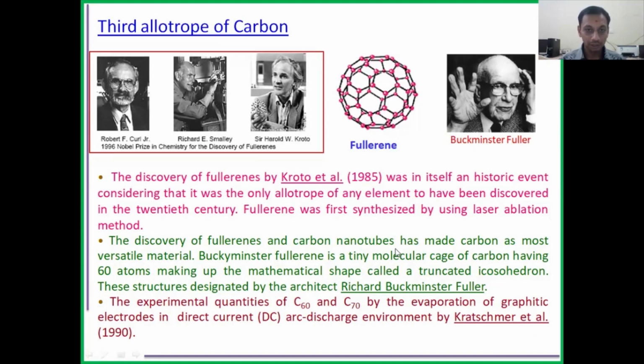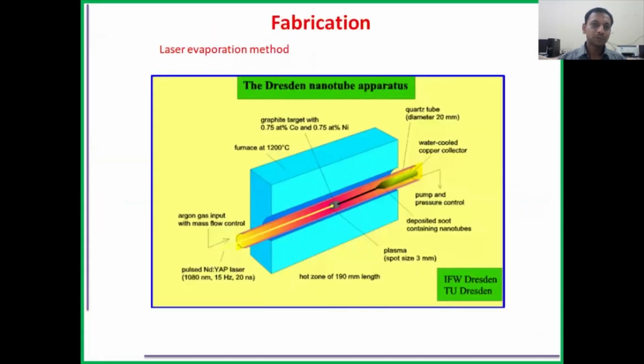So the first fullerene was synthesized by using the laser ablation method. By using the laser ablation method, the first fullerene was discovered. After that, many scientists applied many methods to synthesize the fullerene, but the first synthesis was done by the laser ablation method. After that, a very well-known, very popular method is the laser evaporation method. That is the same as the laser ablation method.